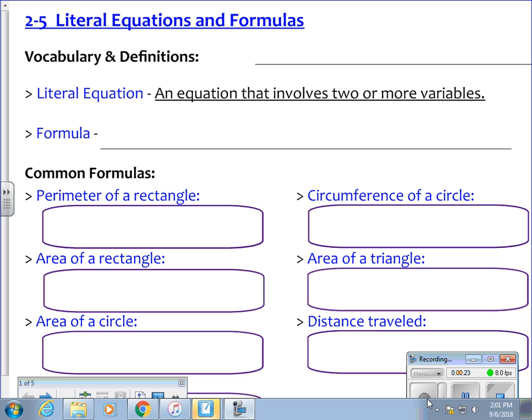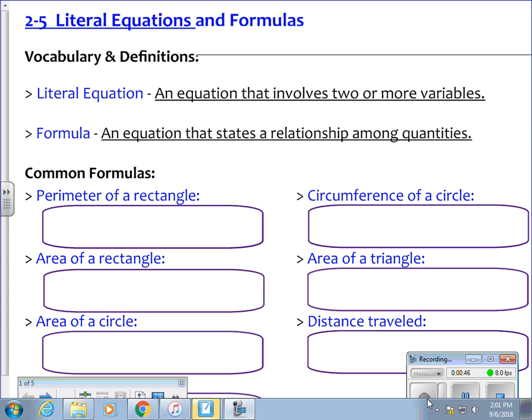So, a literal equation is an equation that involves two or more variables. All of your geometric formulas are literal equations because they have two or more variables. A formula is an equation that states a relationship amongst quantities. That is a technical definition. So how to find the area of a rectangle, how to find the circumference of a circle, and I'm going to give you a bunch of formulas here in a minute.